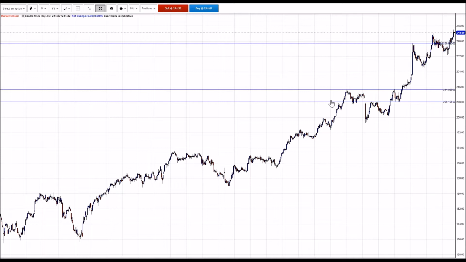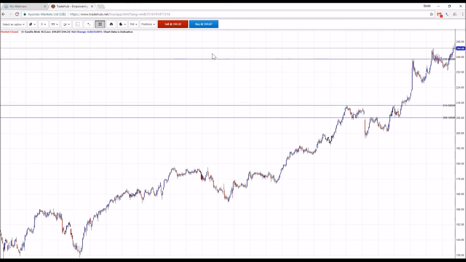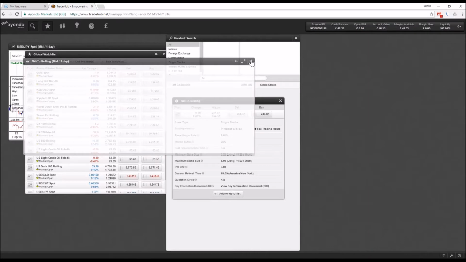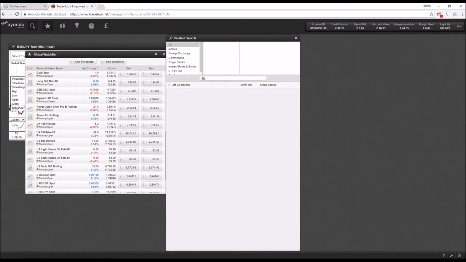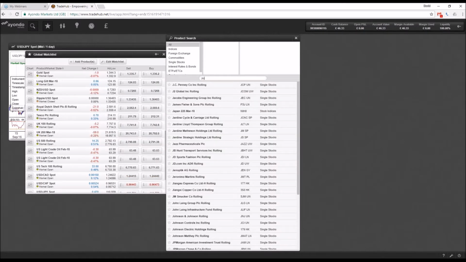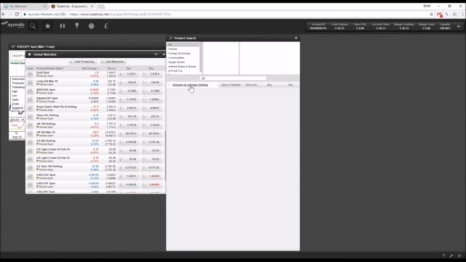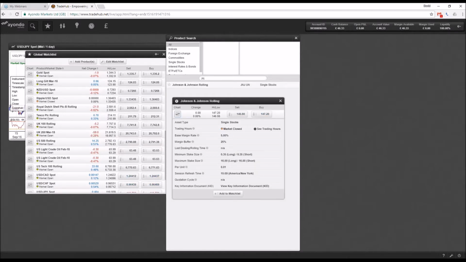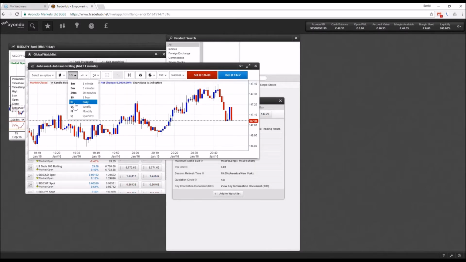Let's take a look at another one. What else was breaking out today that I'm familiar with? Johnson & Johnson. Let's take a look at Johnson & Johnson. And the thing with these is, because you're looking at a daily chart, you're not sitting there worrying about every little wiggle in the market. And I think that's a much better way of trading.